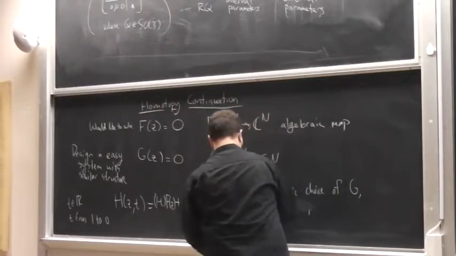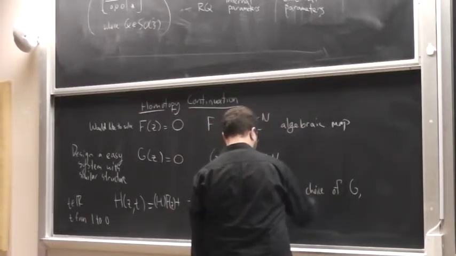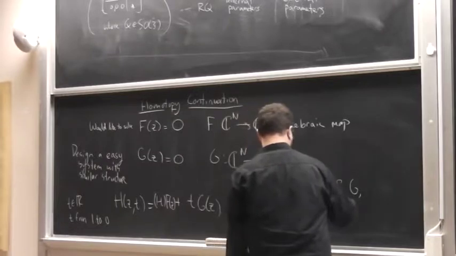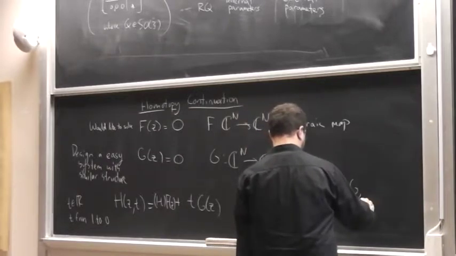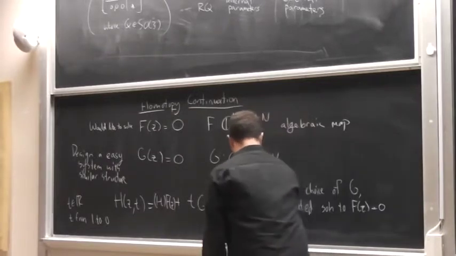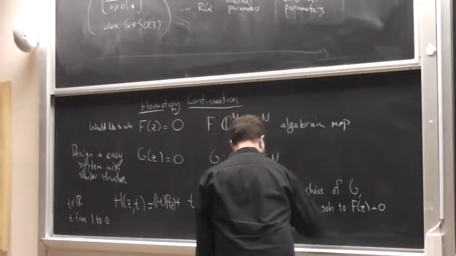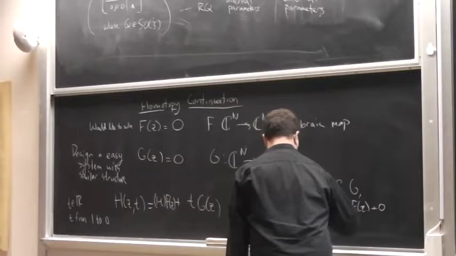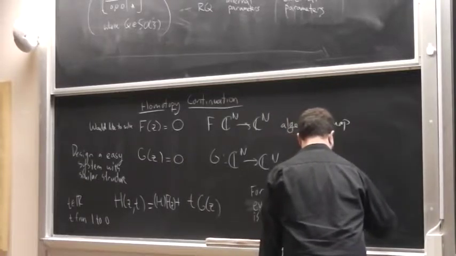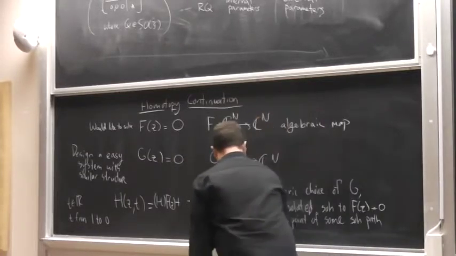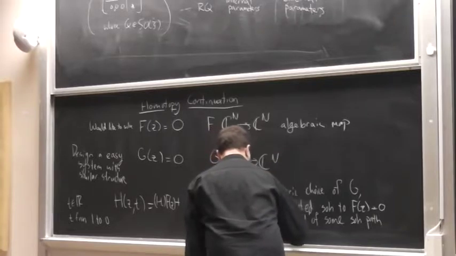Every isolated solution to f of c equals 0 is an endpoint of some solution path in the homotopy H.